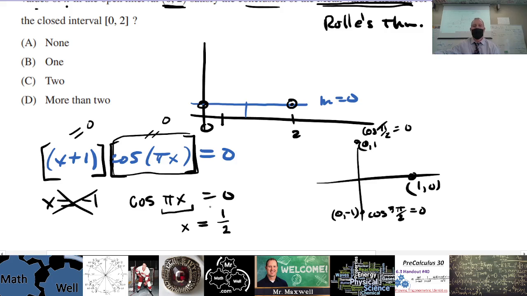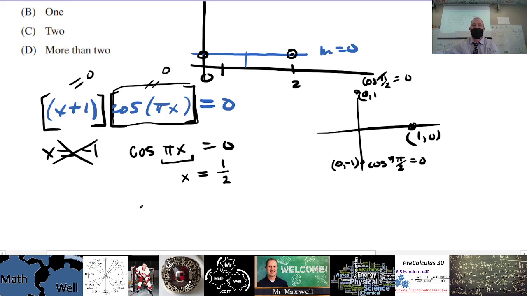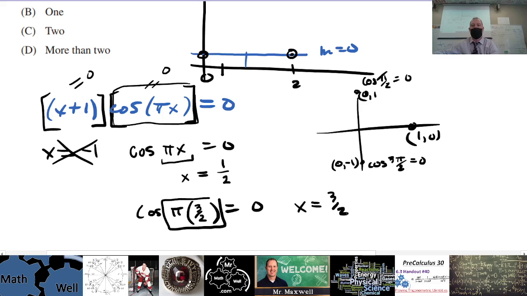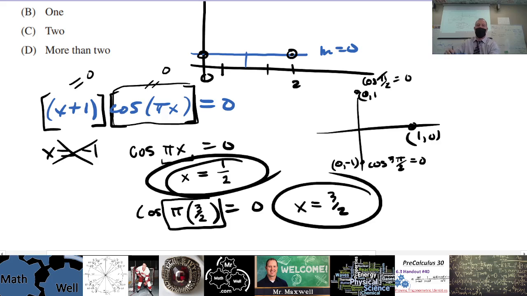So where does pi times x equal 3 pi over 2? Cos pi times what is equal to, what do I substitute for x here to make it 3 pi over 2? Pi times 3 over 2. So x would equal 3 over 2 as well. Now, is this between 0 and 2? Sure it is. That's 1.5. So what we have is two possible values right here. x equals 1/2, x equals 3 over 2.